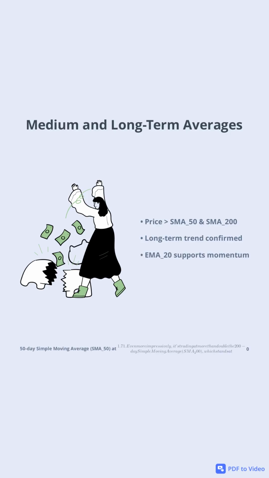Even more impressively, it's trading at more than double the 200-day simple moving average, SMA200, which stands at $0.978. This powerful alignment across timeframes confirms the presence of a durable, long-term bullish trend. The 20-day exponential moving average, EMA20, at $1.89 further reinforces this bullish impulse.